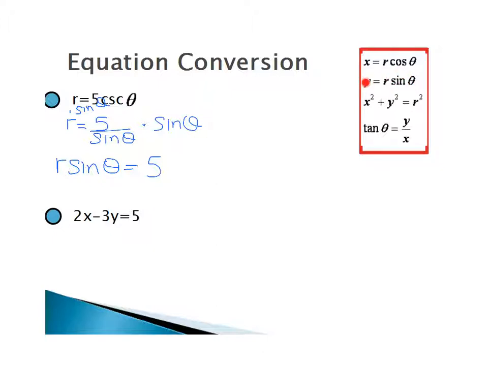Isn't r sine theta just y? Could I just get rid of this and call it y? Oh, yes, you can. Y is equal to 5. What does that look like on a rectangular coordinate system? Remember, that's like Hoivux, if you learned Hoivux. Y equals 5 is just a horizontal line. It's a horizontal line at 5. On our rectangular coordinate system, you're going to see that as just this horizontal line.